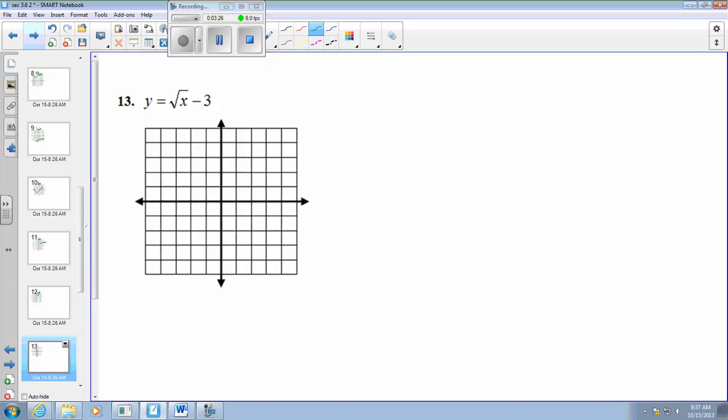Nice if I could hit those. Number 13, we have the square root graph. Move down 3. Here's 3, square root graph.